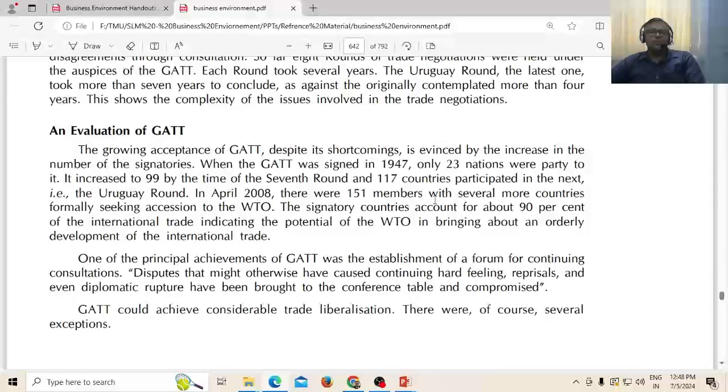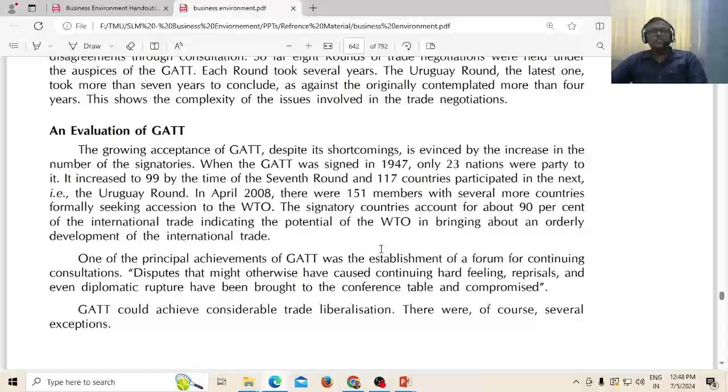In April 2008, there were 151 members, with several more countries formally seeking accession to the WTO. The signatory countries account for around 90% of international trade, indicating the potential of the WTO in bringing about an orderly development of international trade.